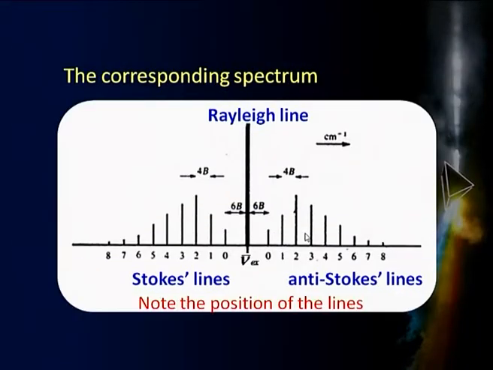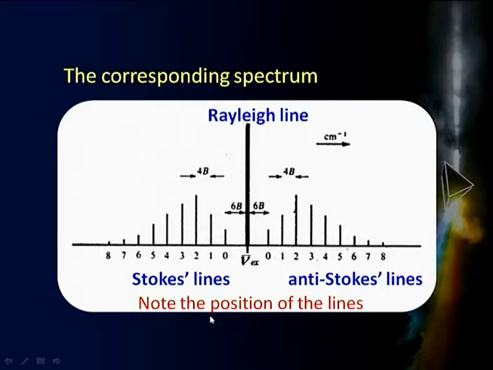Let us look at a spectrum. The spectrum will be something like this, because in the center we will be getting an intense Rayleigh line. This is because of elastic collision, that means there is no exchange of energy. So, the signal is coming at the same frequency as that of the incident radiation. On the lower wave number side, I get a series of lines which are called Stokes lines, and on the other side I am getting anti-Stokes lines.